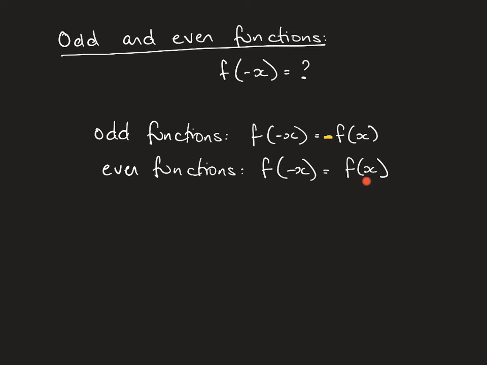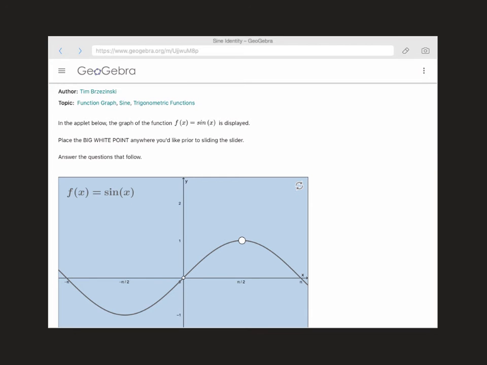So let's have a look at these in terms of the sine function and the cosine function. We're going to use Tim Brzezinski's interactivity here on GeoGebra. If you want to have a look at it, you can just go to GeoGebra, pop in this code here, and it'll bring it up and you can have a play for yourself. But what I want to do right at the minute is move this point here to somewhere other than pi on 2, somewhere in here, and then show you the relationship between f of x and f of minus x.